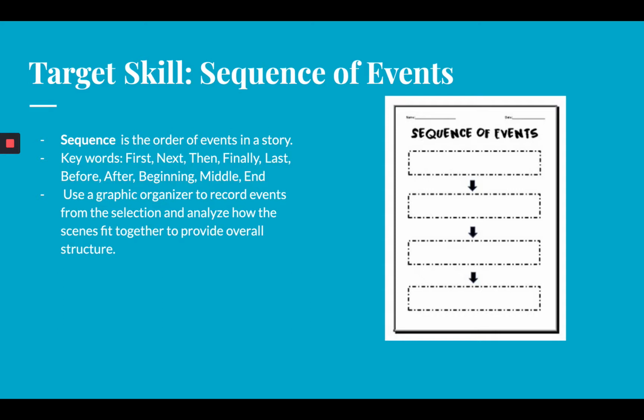Our target skill for today is sequence of events. Sequence is the order of events in a story. Some keywords that help us figure out the sequence of events are first, next, then, finally, last, before, after, beginning, middle, and end. You should use a graphic organizer to record events from the selection and analyze how the scenes fit together to provide overall structure.